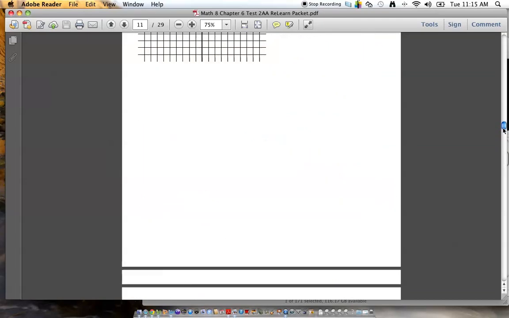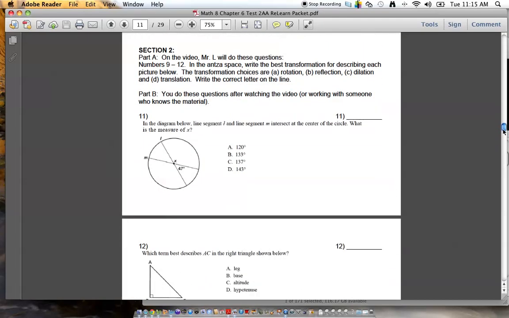It looks like there was no part A on this for whatever reason. I just did part B. I don't know why there's no part A, where Mr. L. will do question number 2. I don't know why it wasn't there, but I did part B for you, which means you then only have to do part C.